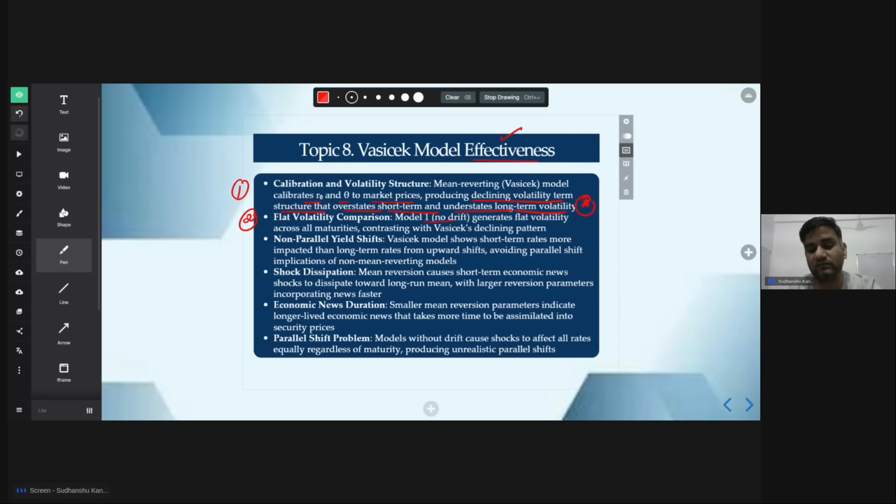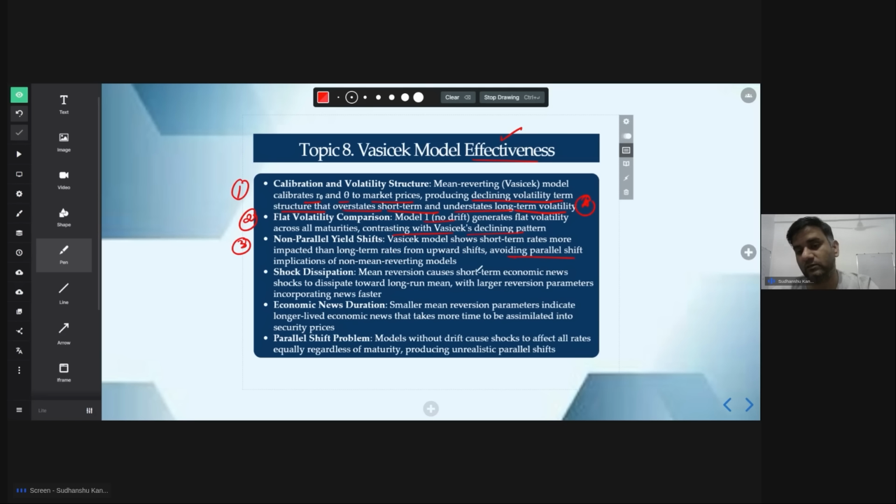In Vasicek, we have declining volatility, which is more realistic since long-term rates tend to be less volatile because there is less shock. We are looking at a longer horizon, so that makes perfect sense. The next thing to keep in mind is non-parallel yield shift. Vasicek produces non-parallel yield curve movement, which is very important. Short-term rates react more strongly than long-term rates. This avoids the parallel shift problem of the simpler models.